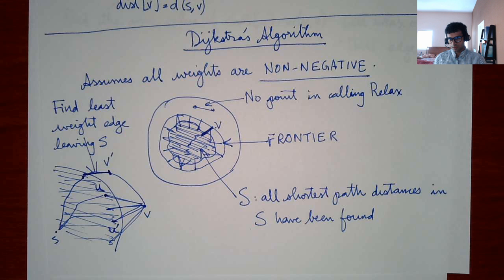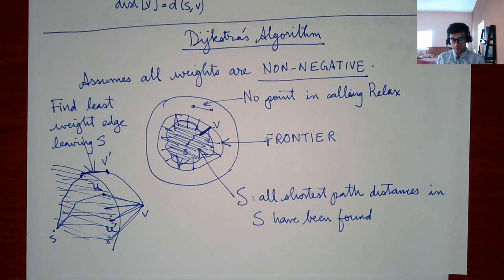Exactly. No, good. So it's because the weights are non-negative. If the weights are negative, then it fails. But because the weights are positive or non-negative, and you call them in a specific order, you can actually prove that you can find a set where you have actually discovered everything.